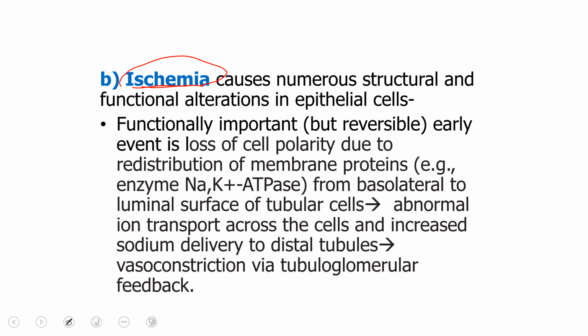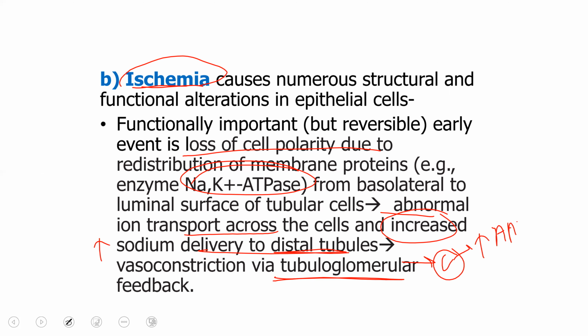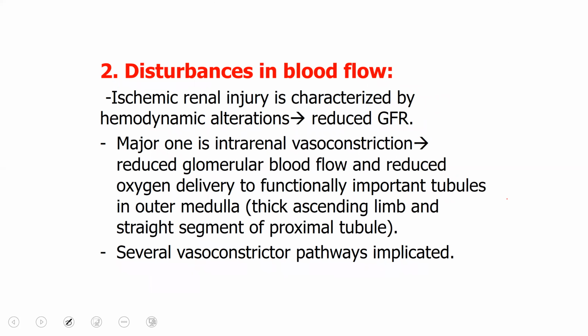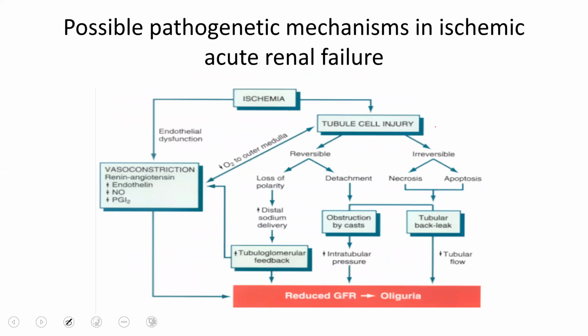So the first thing was damage to the tubule. The next thing was it results in loss of polarity of the cell, and this loss of polarity will result in rearrangement of the sodium potassium ATPase, and that will result in abnormal ion transport and increased delivery of sodium to the distal tubule. That will result in tubuloglomerular feedback, which will produce certain vasoconstrictor substances that will cause an increase in afferent arteriolar resistance, and that will result in a decrease in GFR. And the next thing is that there will also be intrarenal hemodynamic alteration that will also decrease the GFR. And I have already discussed all these factors.